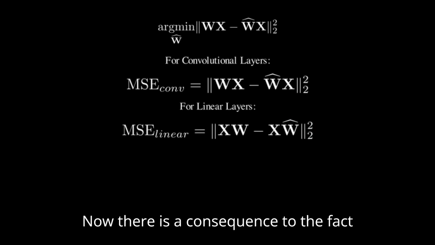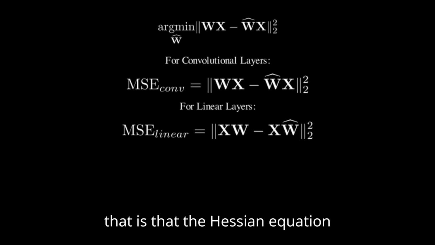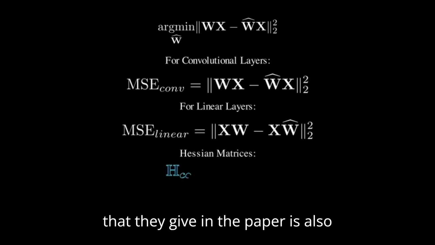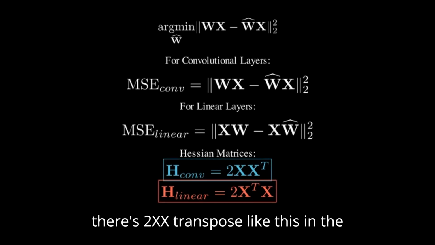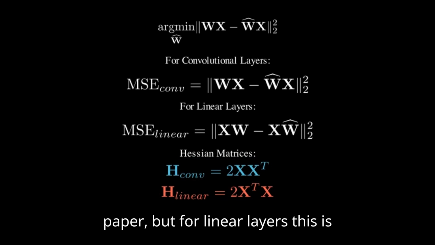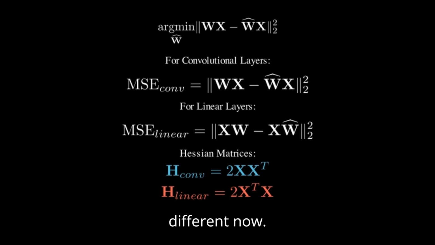Now, there is a consequence to the fact that these equations are different, and that is that the Hessian equation that they give in the paper is also incorrect. For convolutional layers, it is 2xx transpose, like they say in the paper. But for linear layers, it is actually 2x transpose x, which is different.